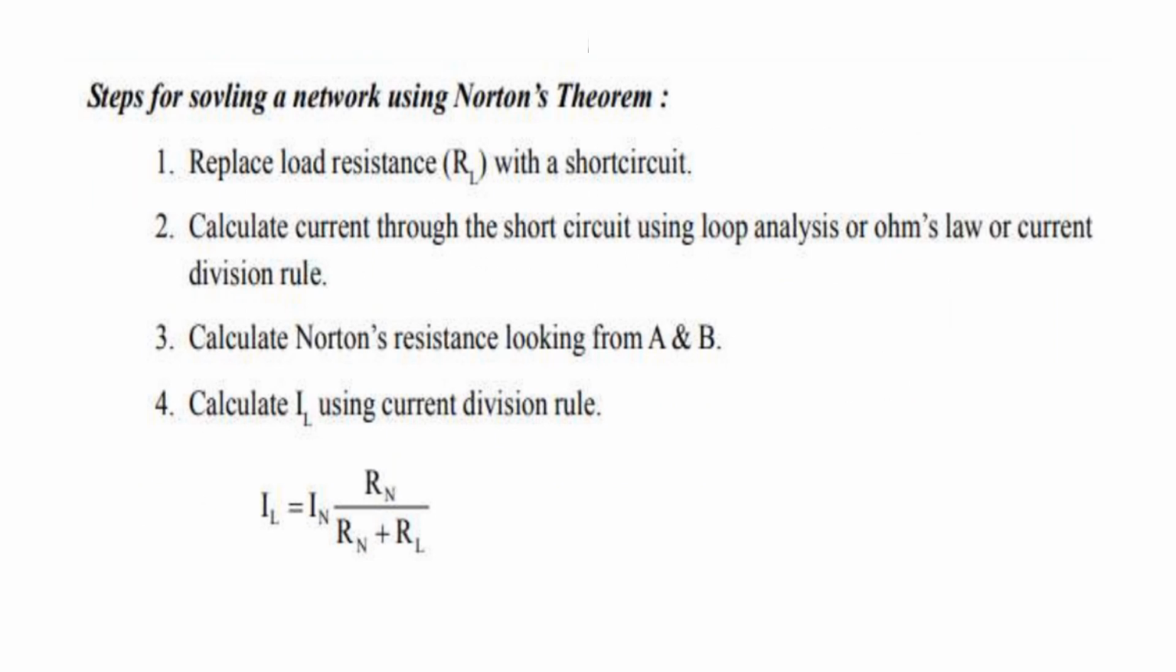For solving a network using Norton's theorem, first replace load resistance RL with a short circuit, and then calculate current through the short circuit using loop analysis or Ohm's law or current division rule. Then calculate Norton's resistance looking from A and B, and then calculate IL using current division rule, that is IL is equal to IN into RN divided by RN plus RL.